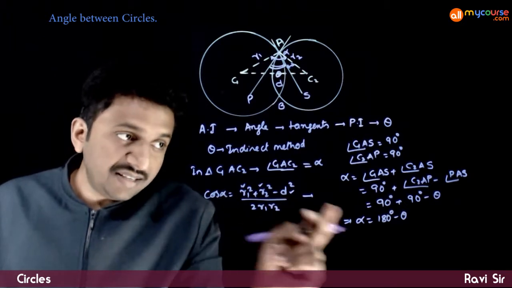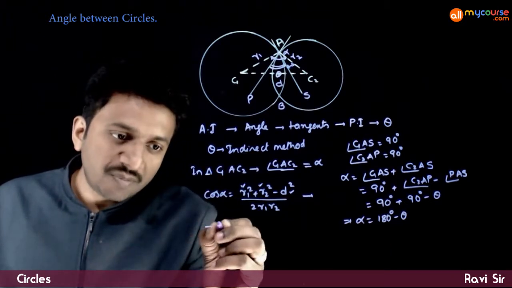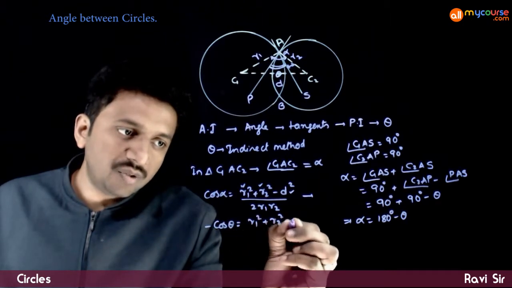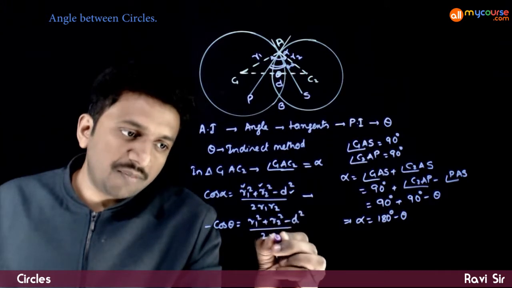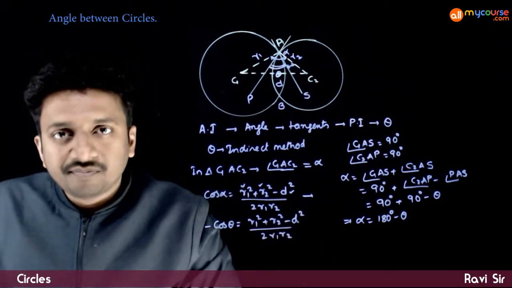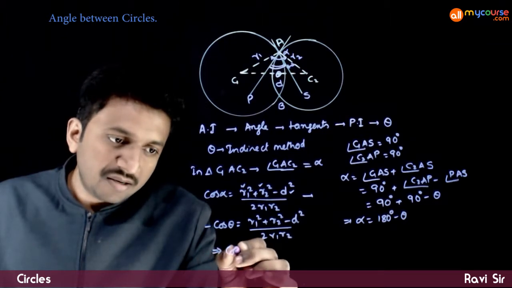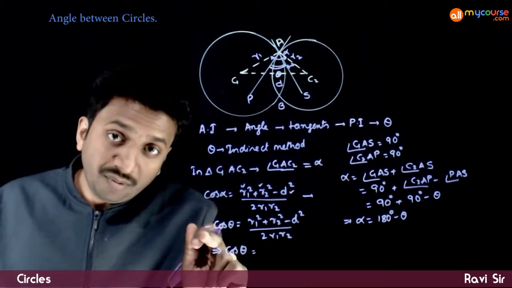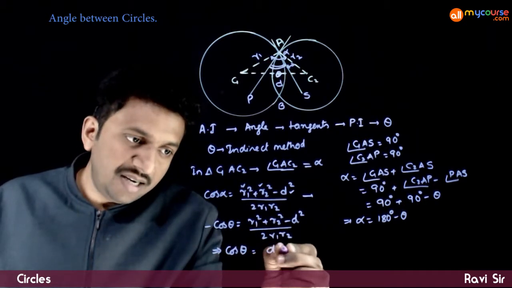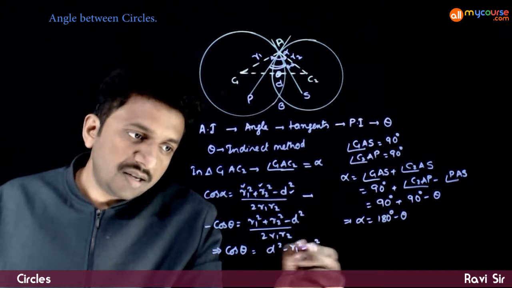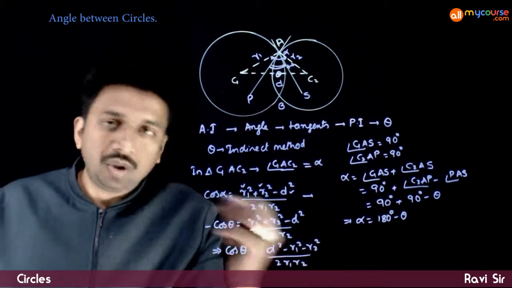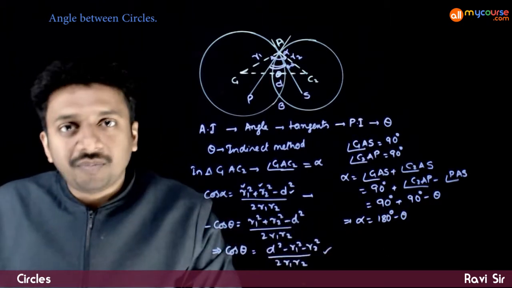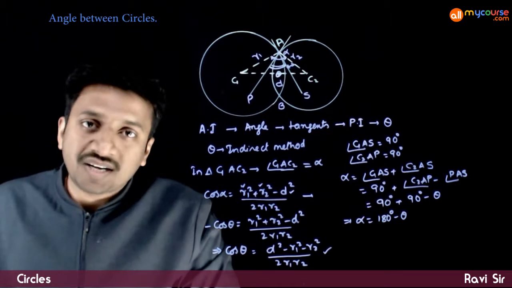So I can write alpha as 180 minus theta, which gives minus cos theta is equal to (R1 square plus R2 square minus D square) by 2 R1 R2. And this implies cos of the angle between two circles is equal to, sending this minus onto that side, (D square minus R1 square minus R2 square) by 2 R1 R2. So this is the formula for the angle between two circles.